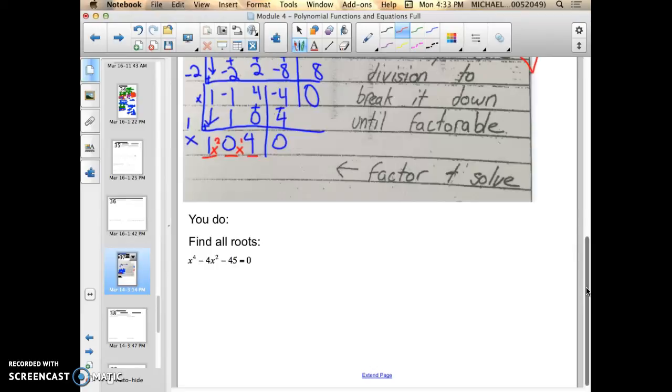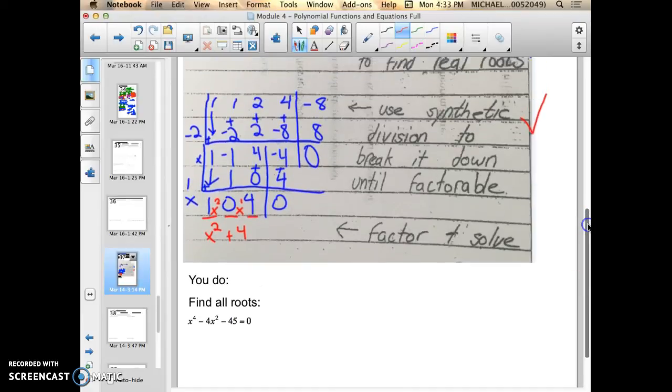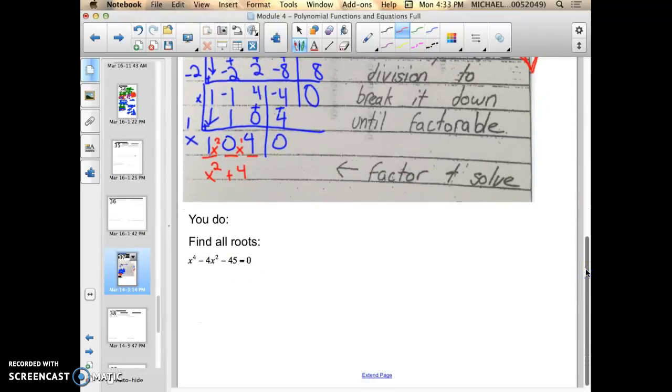So I rewrite it in polynomial form. I'm going to get x squared plus 4. I don't have to put plus 0x because it doesn't exist, because it's 0. There's none of them. So at this point, I've finished step 2. I've synthetically divided and rewrote my new polynomial down here, x squared plus 4. My third step is to factor and solve.